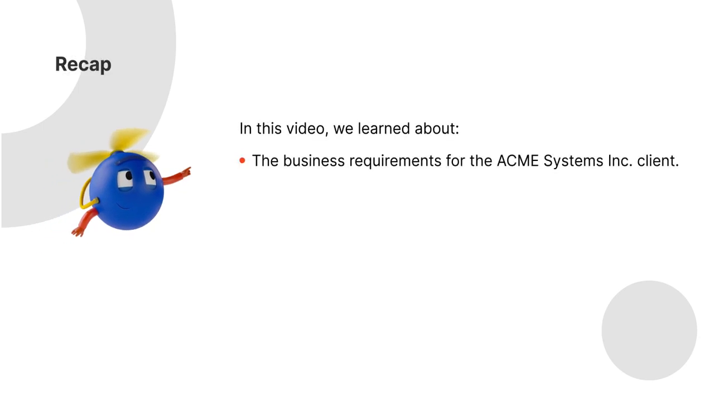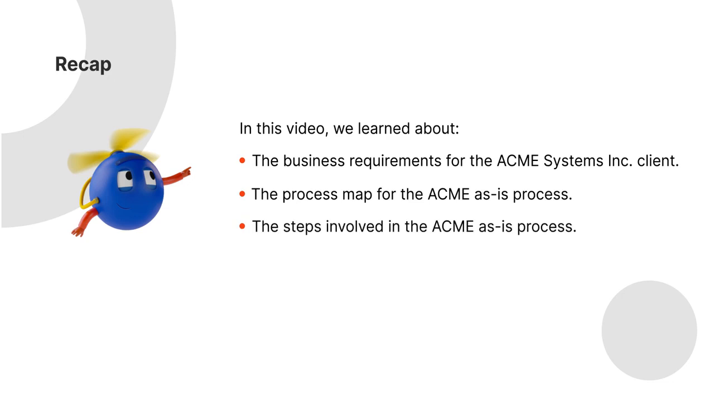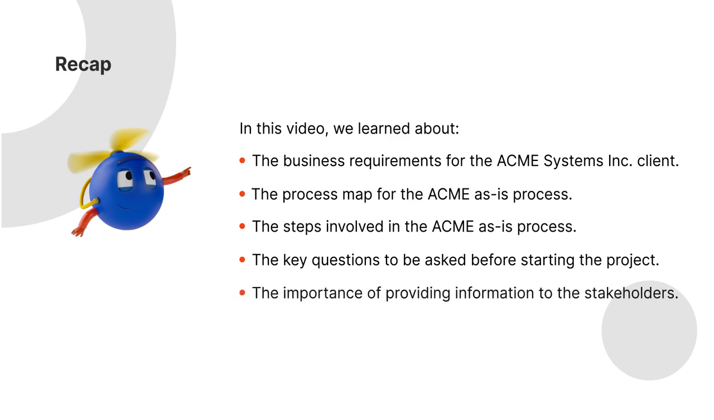Great! Now let's do a quick recap. In this video, we looked at the business requirements for Acme Systems, Inc., the process map for the Acme as-is process, the steps involved in the Acme as-is process, some of the key questions that we should ask before we start the project, and the importance of informing all the stakeholders on what the process will be, how the communication will happen, who are the people to reach out to, and next steps. With this, we conclude our video on introducing the automation scenario.